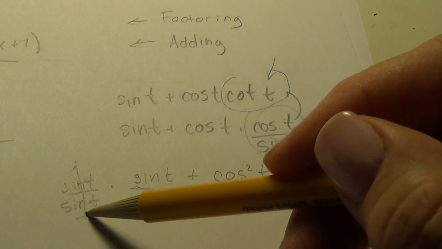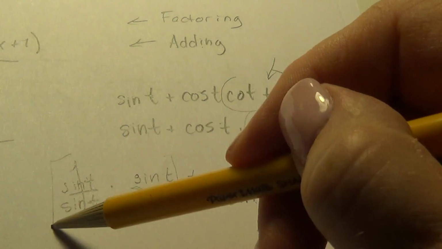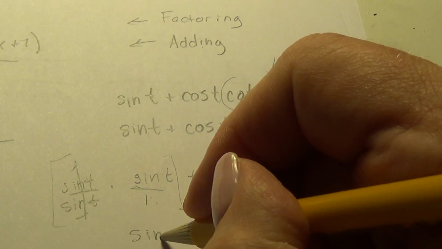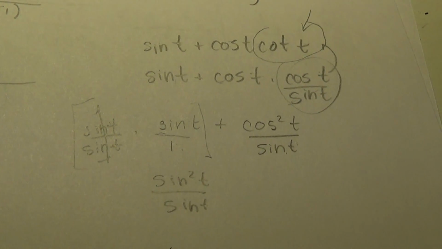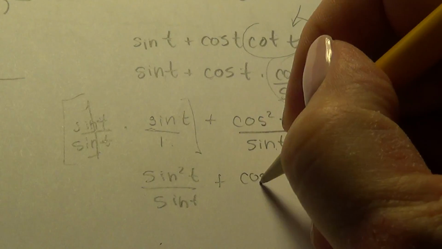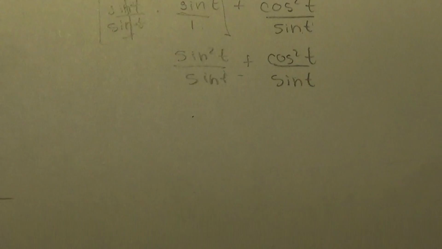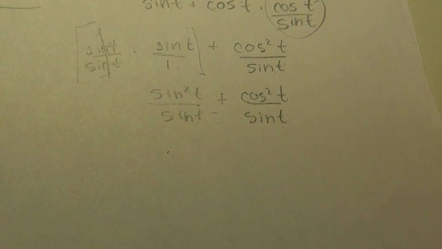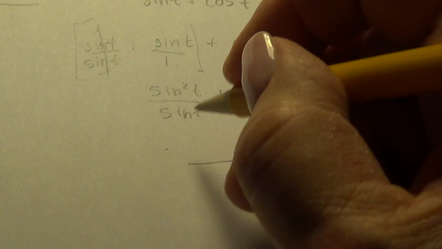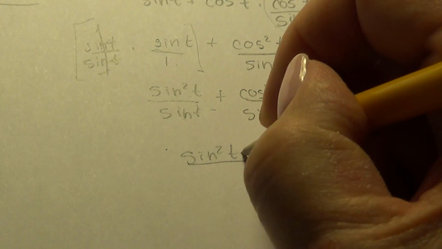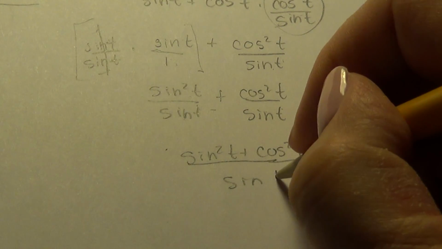So sine t over sine t is 1. We're going to multiply that times this fraction only. So we do that, we get sine squared t on the top, sine t on the bottom. All right, plus cosine squared t over sine t. Now they have the same denominator. So just like if they were thirds or fourths or fifths, I can write the common denominator under the sum of the numerators. The common denominator is sine t.